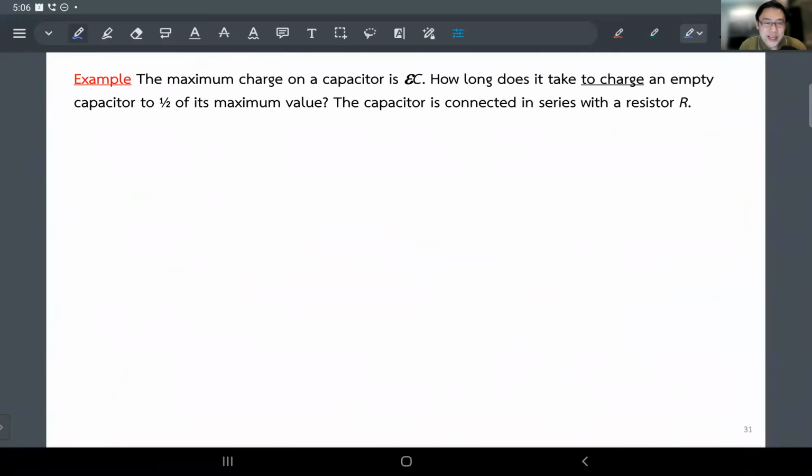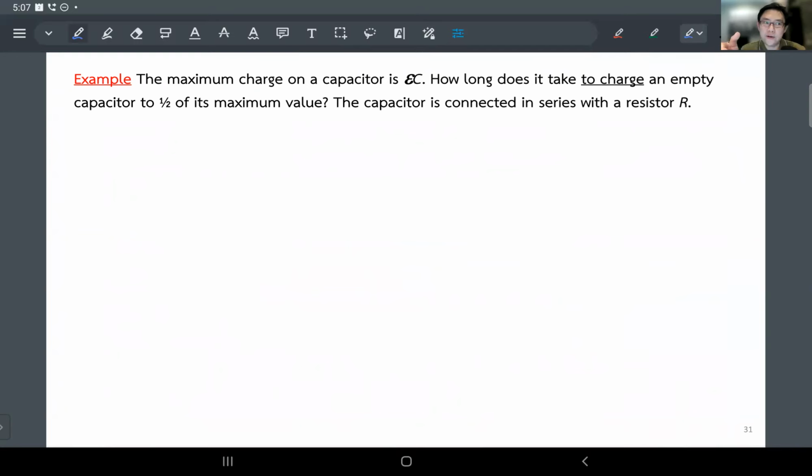Unfortunately, we cannot do magnetic. But anyway, this is already a lot. Okay. So the maximum charge on a capacitor is given to be EC. How long does it take to charge an empty capacitor to half of its maximum value?